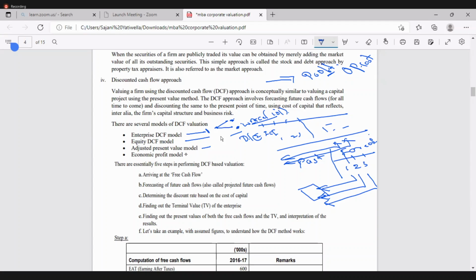That economic profit can be capitalized or discounted. In a similar way, we have to estimate the economic profit for year one, year two, year three. Then, considering the cost of capital, we estimate the present value of that particular business. That method is called economic profit.